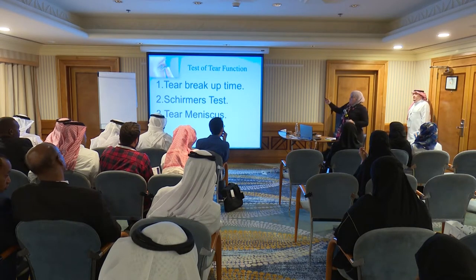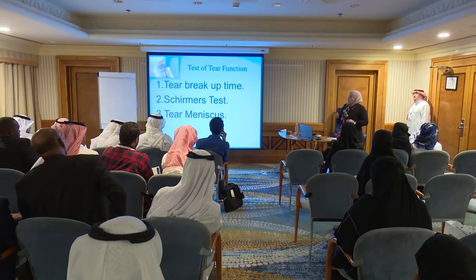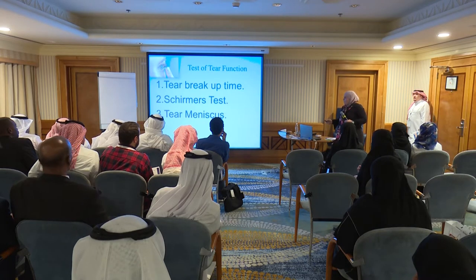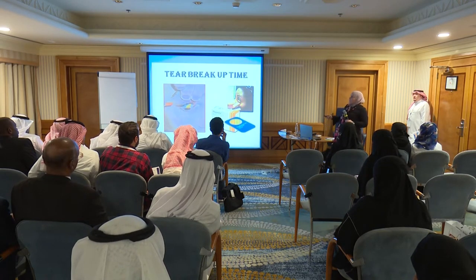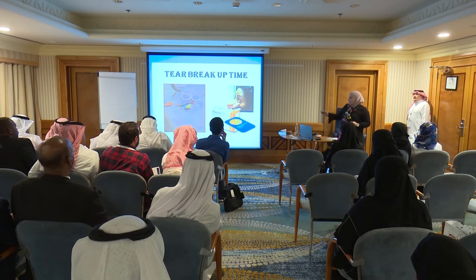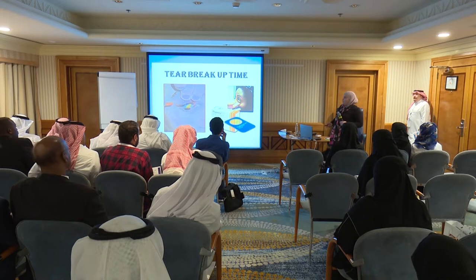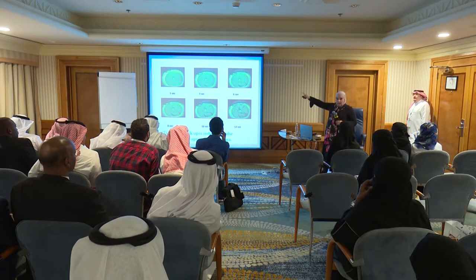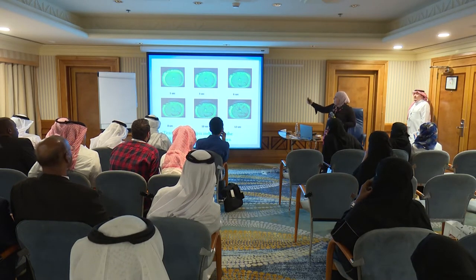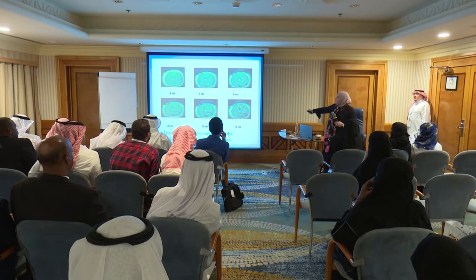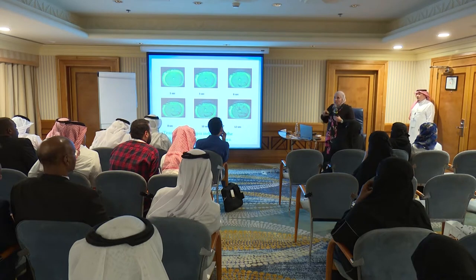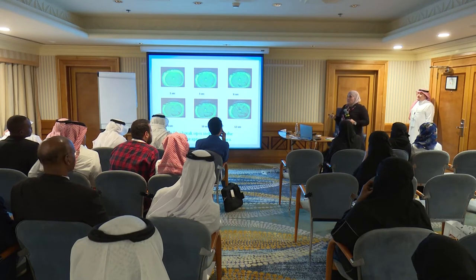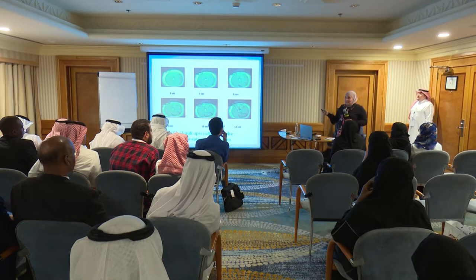Now, to test for tear function, we can do these tests in our practice. The first one is tear break up time, and the Schirmer test, which I'm sure you have used. To do the tear break up time, we use fluorescein and the slit lamp or cobalt blue light with a yellow Wratten filter, and we just watch with the fluorescein between blinks. As soon as these black islands appear, this shows when the tear film is rupturing or breaking. Anything less than 5 seconds would indicate severe dry eye. A normal tear break up time should be more than 10 seconds.